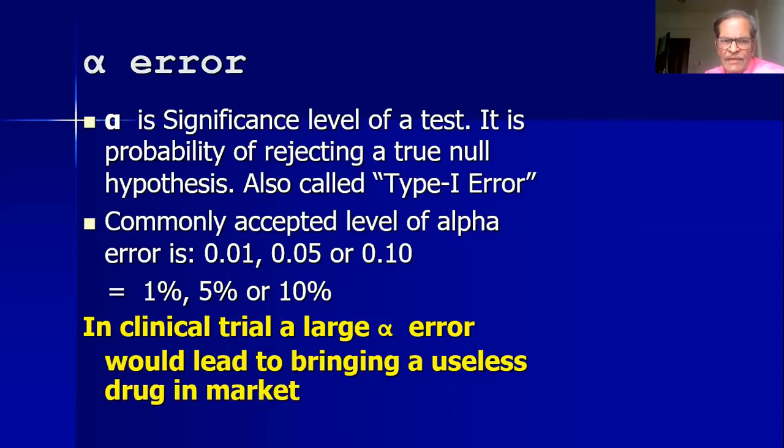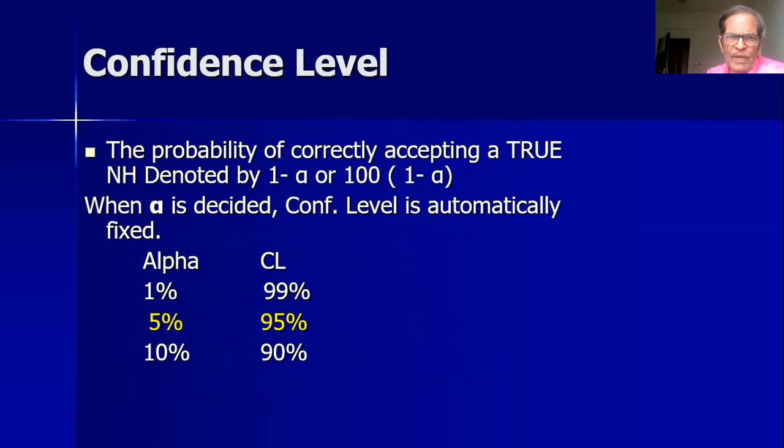In a clinical trial, a large alpha error would lead to bringing a relatively useless drug into the market. You don't want to bring a useless drug into the market. And if you keep the alpha error larger than 0.1, then there is a possibility that you may be bringing a drug which is not effective, and you may conclude that the drug is effective. Such a conclusion is to be avoided, so the alpha error has to be carefully set up.